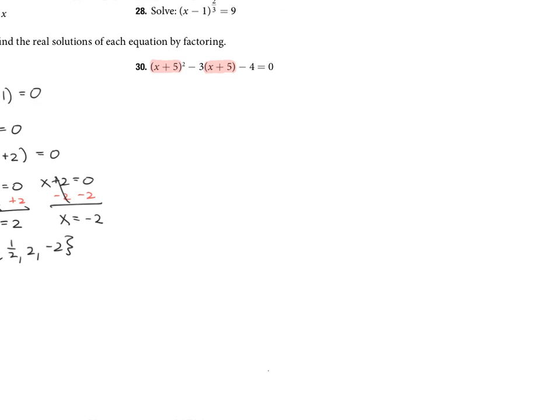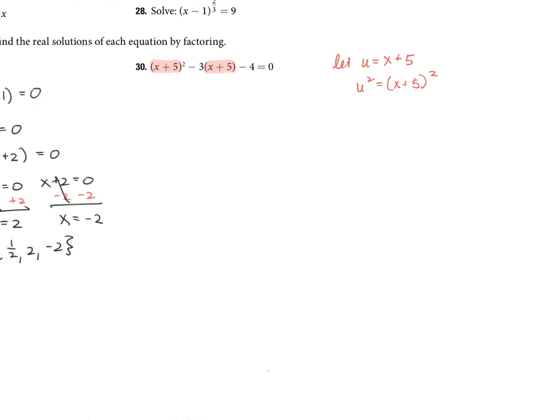So if I replaced it with an x, it looks like x squared minus 3x minus 4. Well, that would be a quadratic equation. So in order to make it look like that, I'm going to use substitution. And remember in our video we talked about the middle thing being u. So we're going to let u equal x plus 5. And then u squared would be x plus 5 squared.